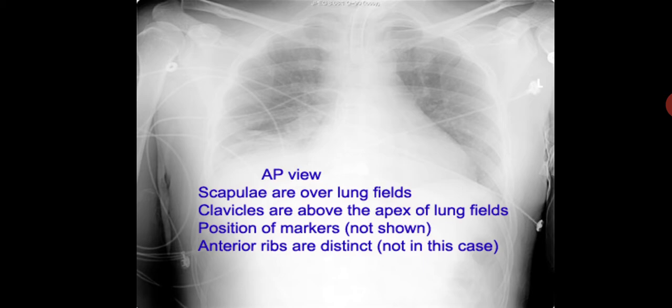Now coming to the AP view, you can see the scapulae are above the lung fields. The clavicles are above the apex of lung fields. And anterior ribs are distinct.